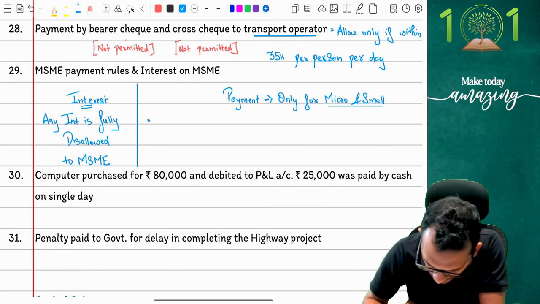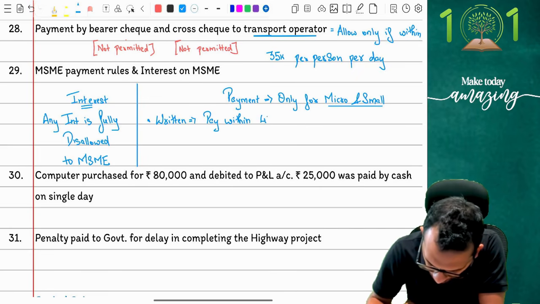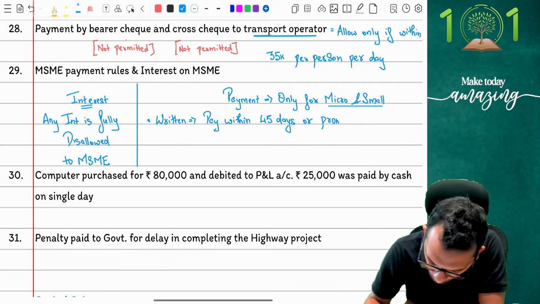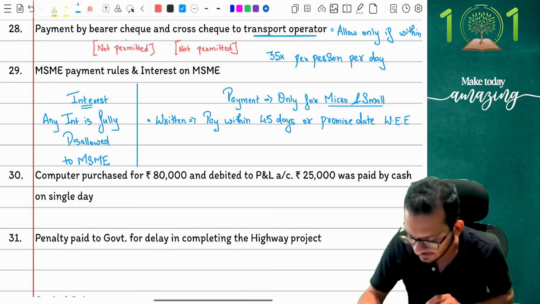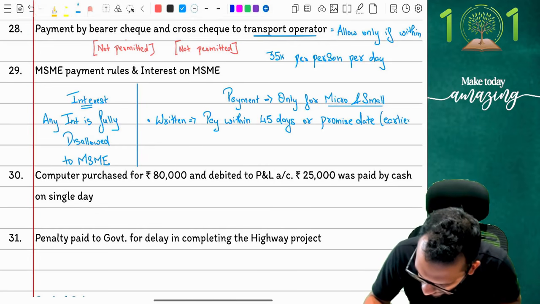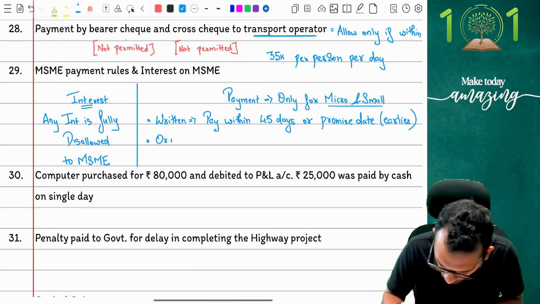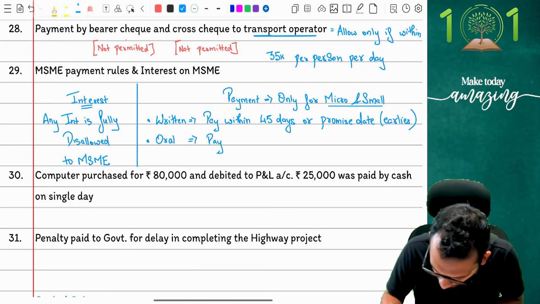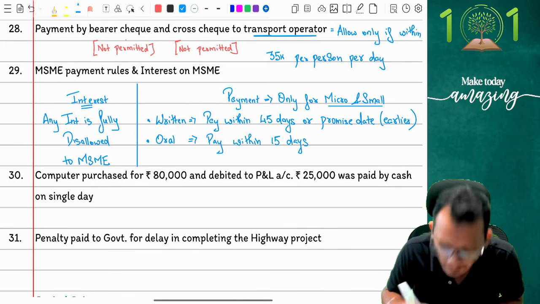Here is where income tax comes and says, if it is in writing, it is pay within 45 days or promised date, whichever is earlier. It is whichever is earlier. Let me make it easier so that you understand the short forms. Yes, if it is not a written agreement, if it is an oral agreement, then it says pay within 15 days. It is pay within 15 days, and that's what the condition is.